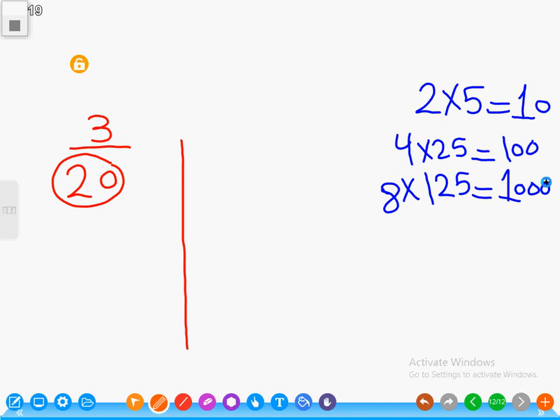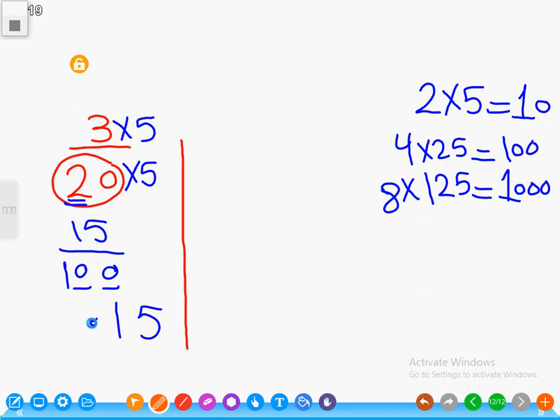First, to convert 3 over 20 to a decimal number, we will see what's in the denominator. 20. 2. Which friend goes with 2? Yes, 5. So we will multiply it by 5 and here by 5. 3 by 5 equals 15. 0 comes down. 2 by 5 equals 10. Now we can write it as a decimal number. Count how many zeros? 2. So put the decimal point after 2 digits: 1, 2, decimal point. No whole number, so put zeros.